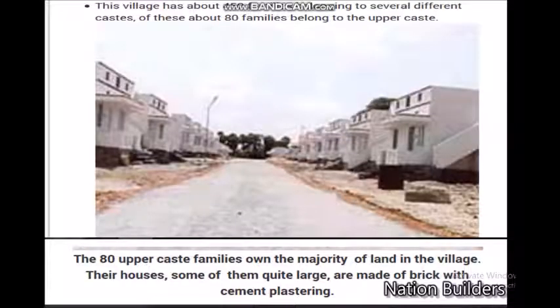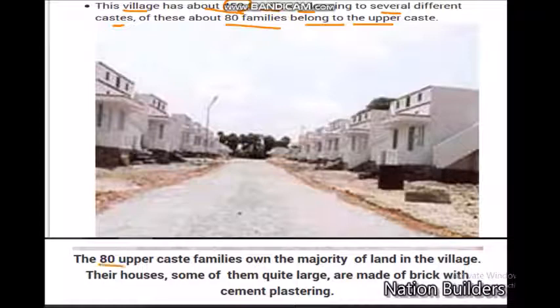The social composition of Palampur. This village has about 450 families belonging to several different castes. Of these, about 80 families belong to the upper caste, and the remaining belong to other castes.